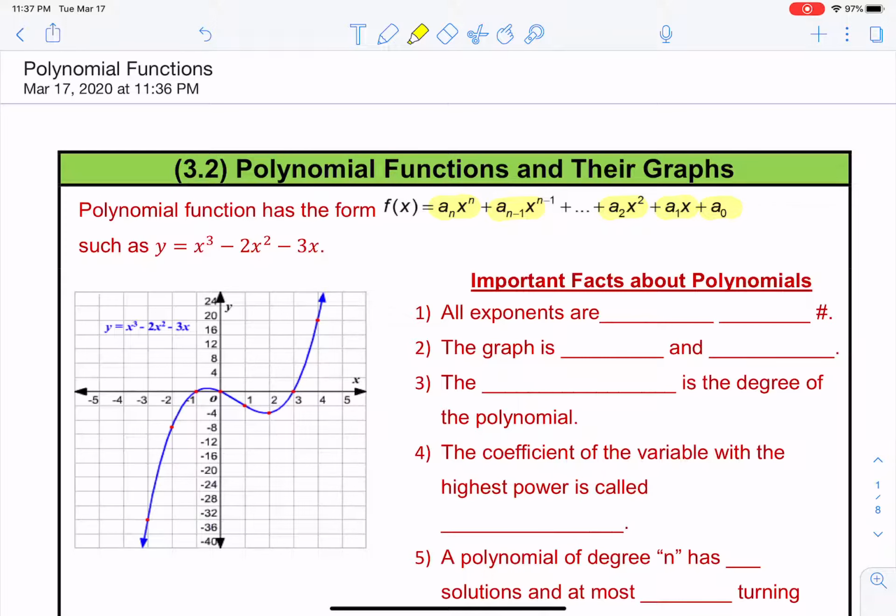So as an example, here we have x cubed minus 2x squared minus 3x, and the coefficient here is a3, the coefficient there is a2, and the coefficient there is a1. So of course there is a0, but a0 is 0.